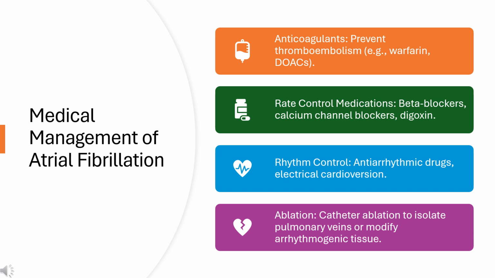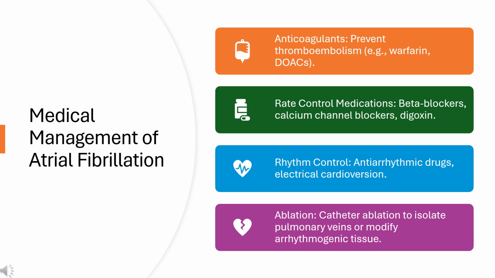rate by blocking the effects of adrenaline on the heart. They help maintain a controlled heart rate, reducing symptoms and preventing complications related to a rapid heart rate. Calcium channel blockers like diltiazem and verapamil are commonly used to slow the heart rate by inhibiting the calcium influx in heart cells, which is necessary for contraction.